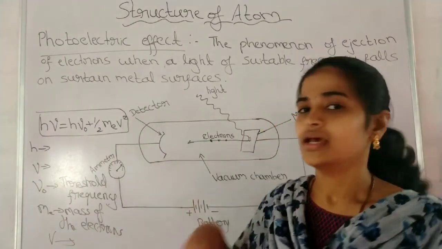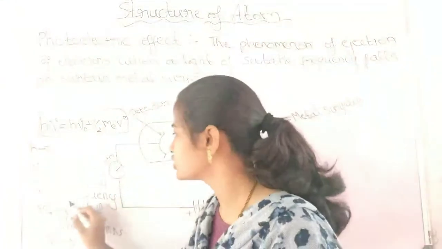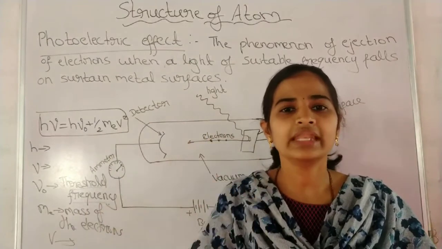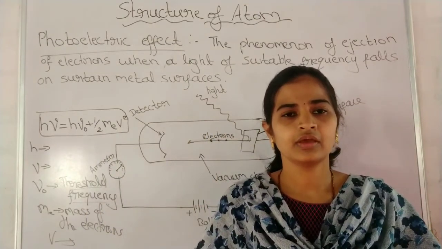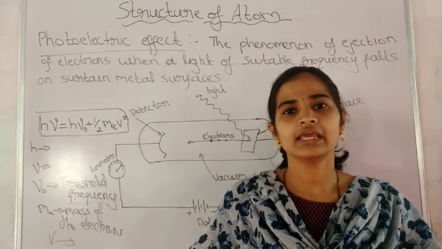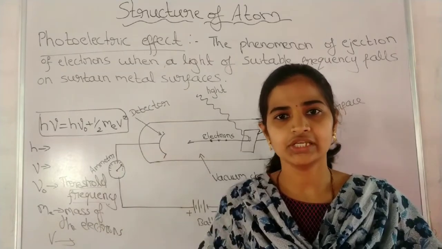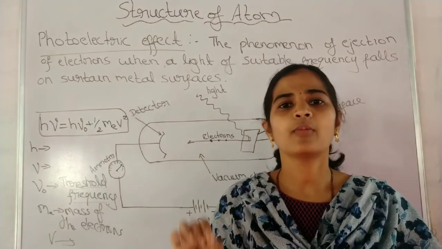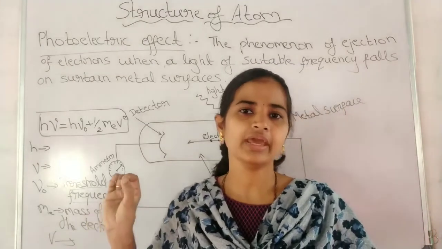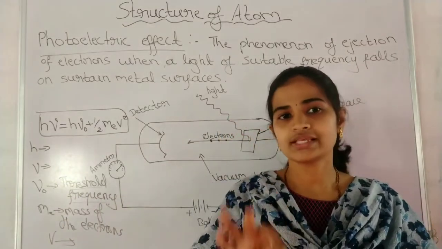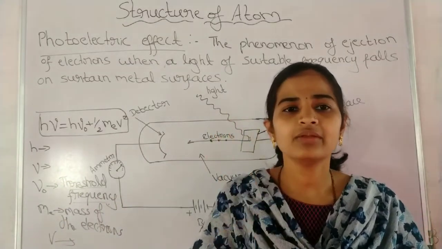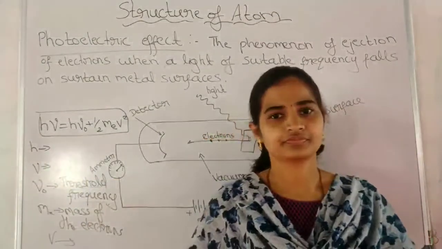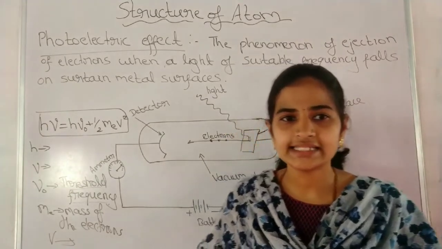Then for the third point, you write threshold frequency, in brackets nu naught. In front of that you write the minimum frequency only above which the photoelectric effect can be observed. Remember, what is threshold frequency? You should be able to answer. It is the minimum frequency only above which the photoelectric effect can be observed. These are the results of the experiment.